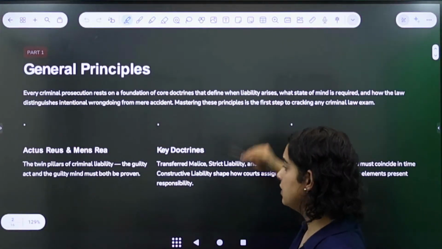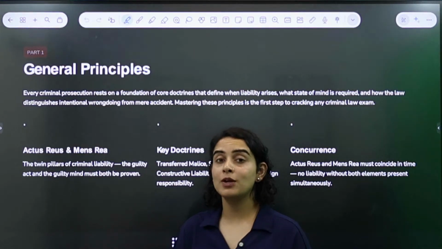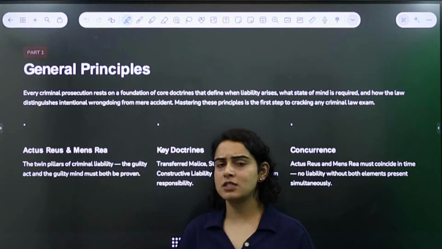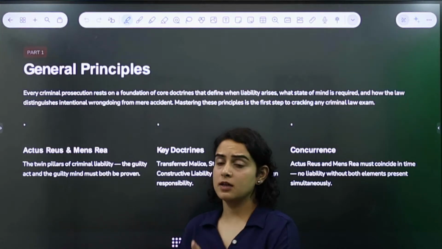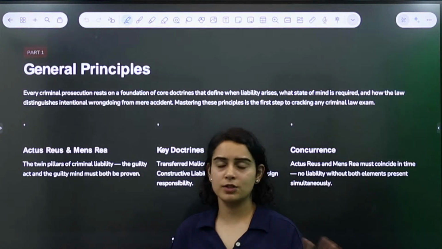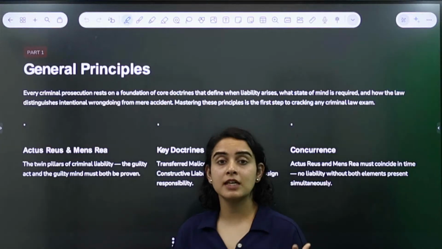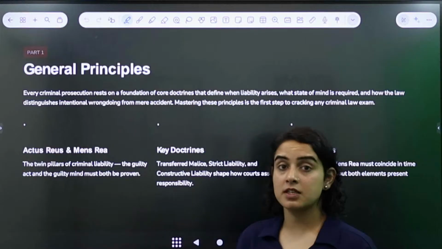First things first, it's not going to be too complex. CLAT is not going to test how well you understand the procedure of a criminal case. It's not going to test whether you know the different offenses under IPC, which section it is about, what is CrPC, what is BNSS, or what is the Evidence Act. No, it's not going to be that complex. It is going to test how well you understand the fundamentals of criminal law. That is really, really important.